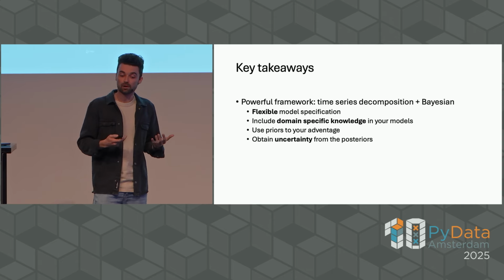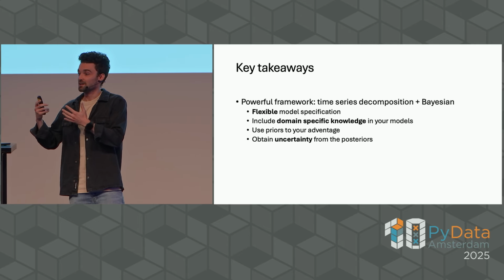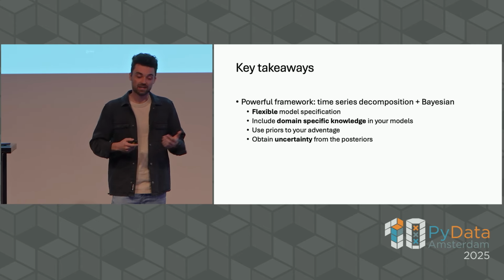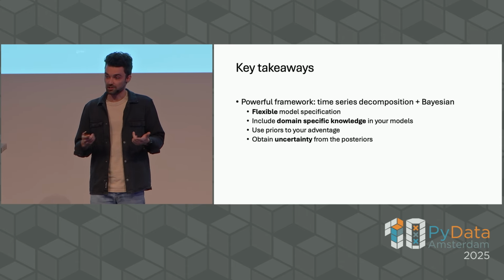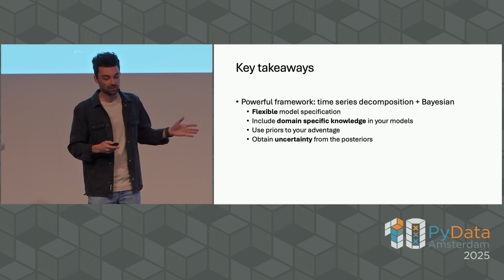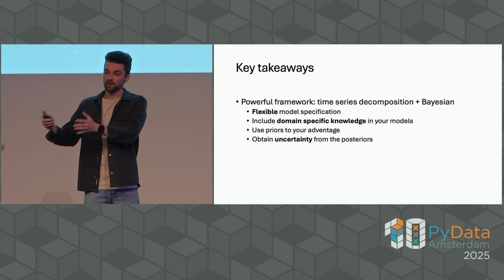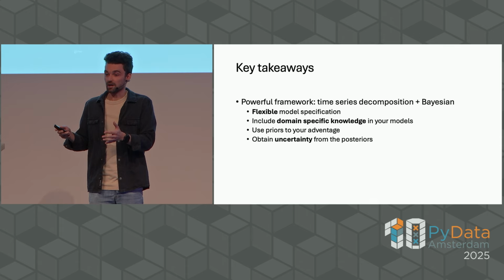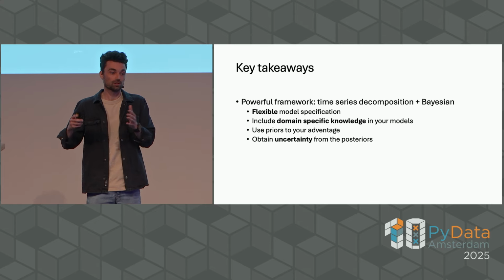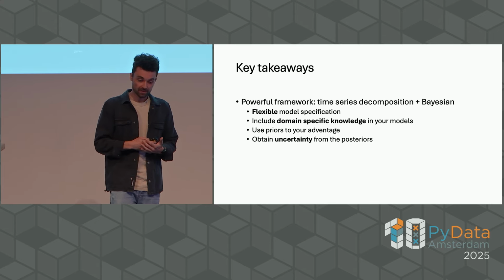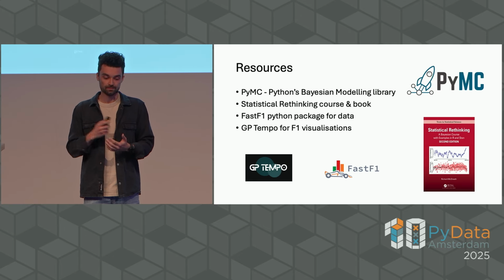But in the end, I would say the key takeaway from this talk would be that you can have a very powerful framework with this time series decomposition plus the Bayesian component by modeling this in PyMC. You get a very flexible model specification. You can include specific domain knowledge in your models. We didn't really do it today, but you can use the priors to your advantage. For example, if we know that tires will only wear out over time, we can put a prior that is strictly positive and make sure that the model behaves according to our beliefs of the system. And we obtained uncertainty from these posteriors. That is a very powerful thing in itself.